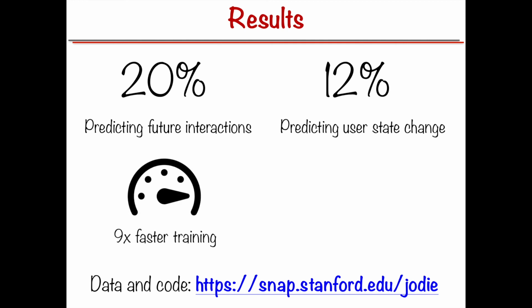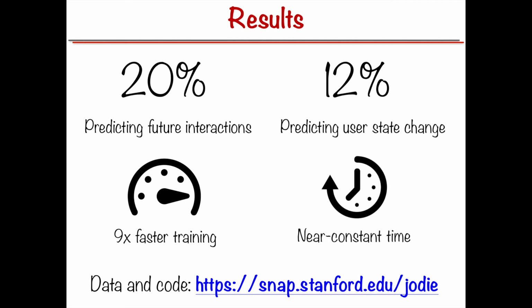JODIE does all this while being 9 times faster in training than existing algorithms, and it creates near constant time recommendations. The code for JODIE algorithm is available on the project website.